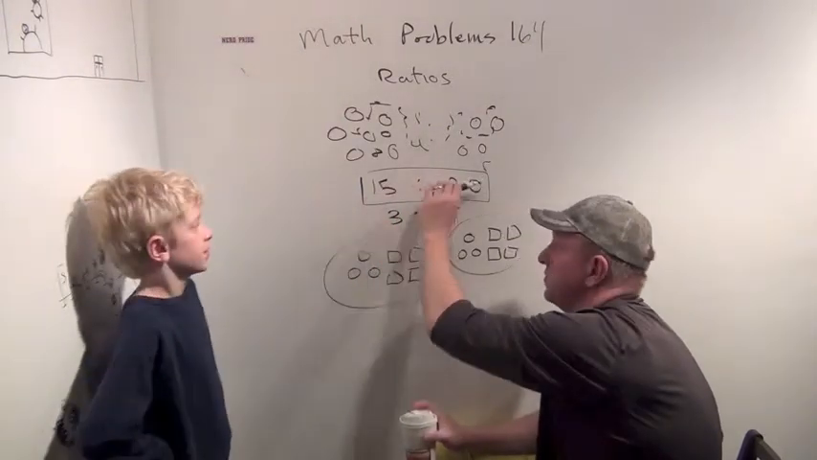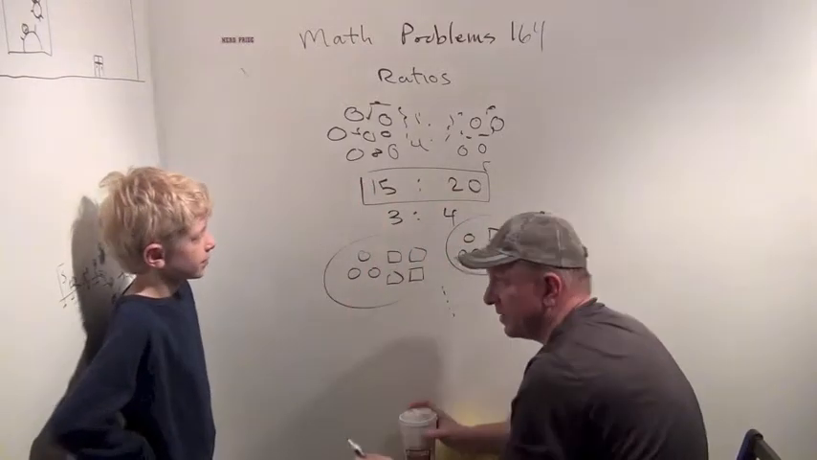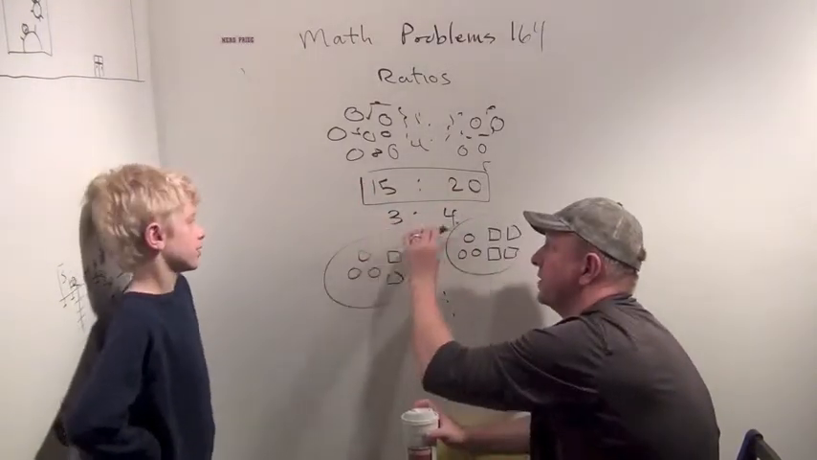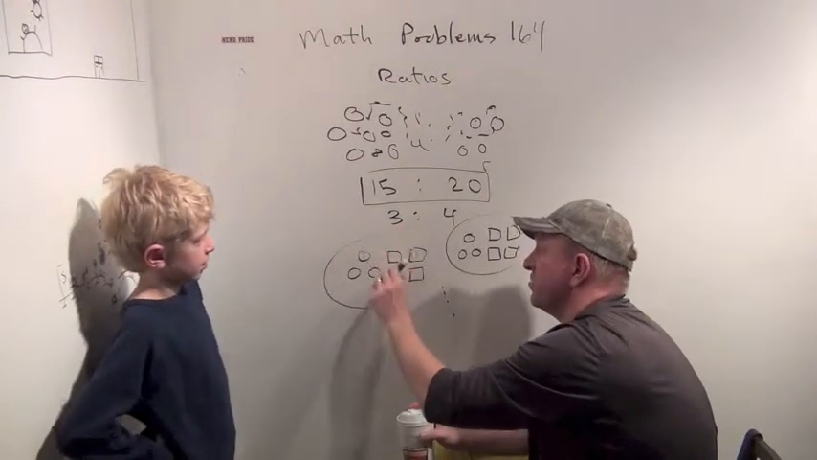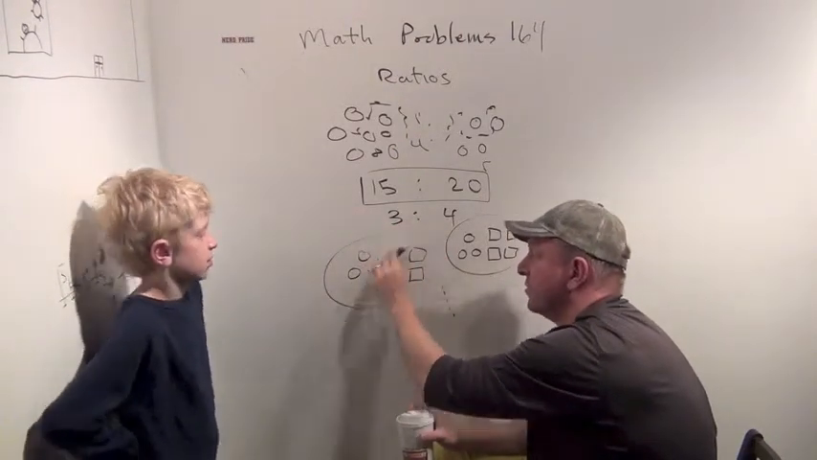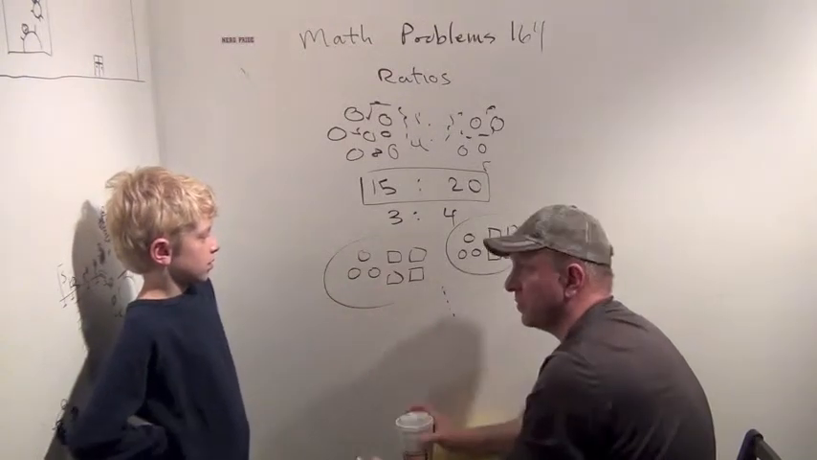So 15 to 20 would be as everyone was all standing together, and then that would be 3 to 4. 3 to 4 is the same thing, and you could see it visually by saying, hey, we could break up into 5 groups, each having 3 girls and 4 boys. Does that make sense?